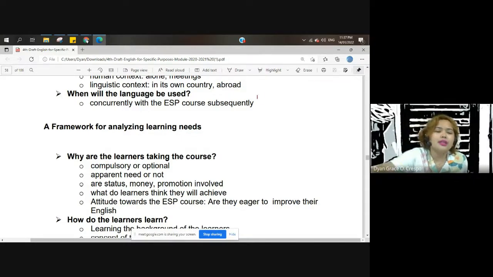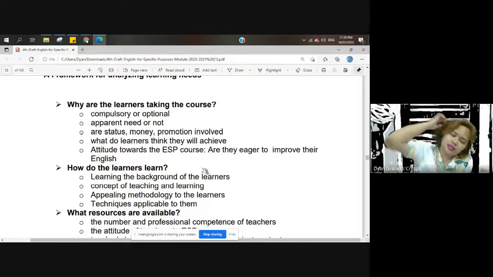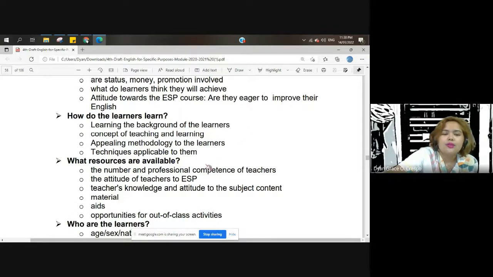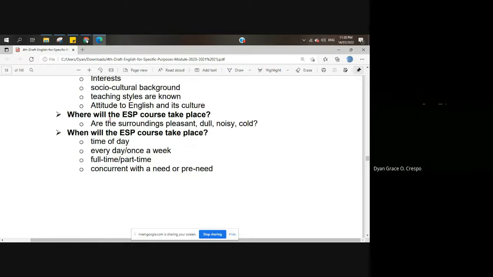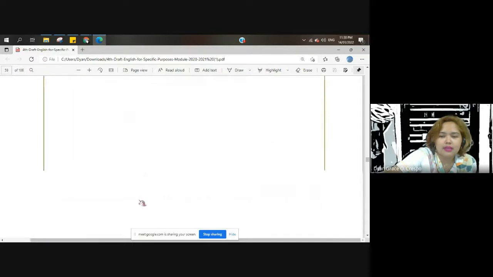Ayun. So analyzing naman the learner's needs is why the learners are taking this course. Ano yung dahilan nila? Is it compulsory? Pinilit ba sila? Or pwedeng hindi nila i-take? Kailangan ba nila to o hindi? Status, money, promotion involved. Ayan, so yun. How do learners learn? What resources are available and who are the learners? Ito yung mga dapat yung chinecheck. Where will the ESP course take place? When will the ESP course take place? Ayan. So, yan yung mga tinitignan natin. Okay?